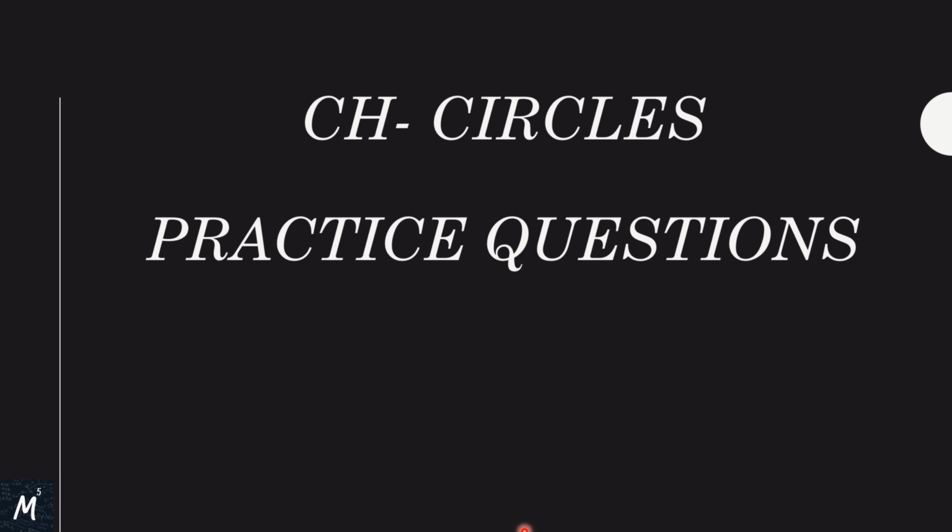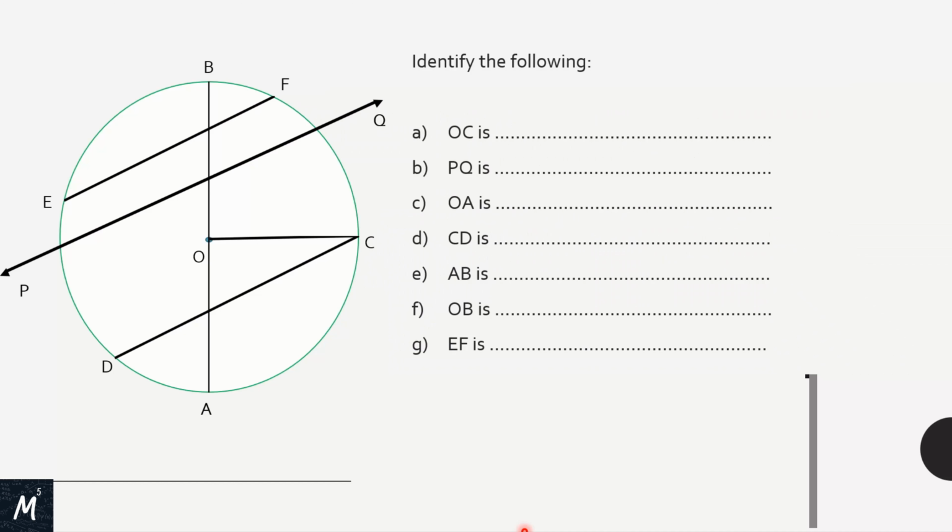In this video, we will be practicing some questions of chapter circles. In the adjoining figure, we have to identify the following. First is OC. So OC is here. One endpoint of OC is at the center of the circle and the other one is on the circle. So this one is a radius.